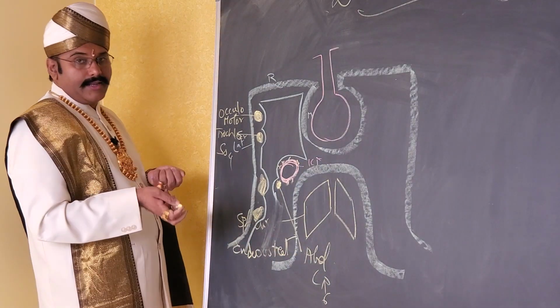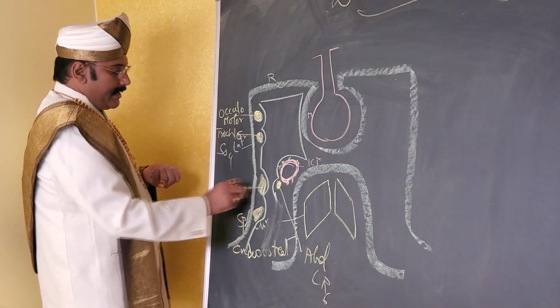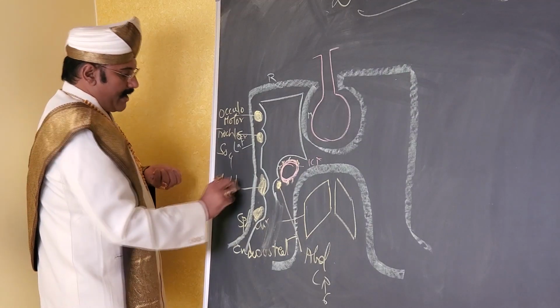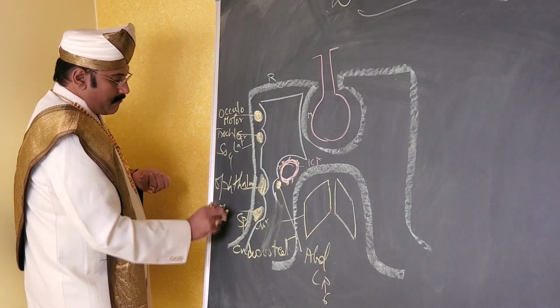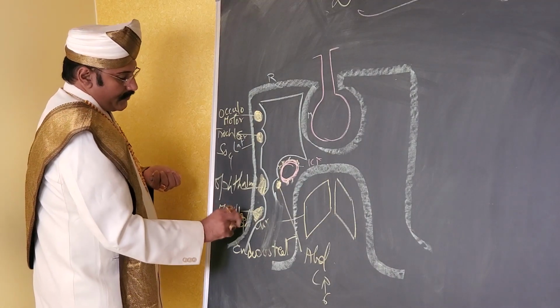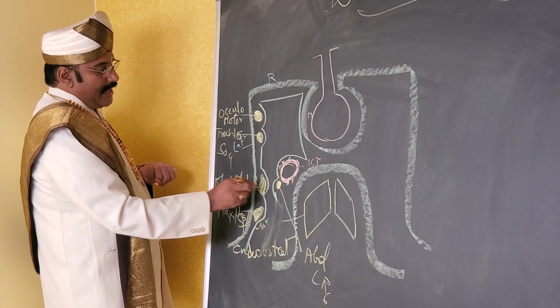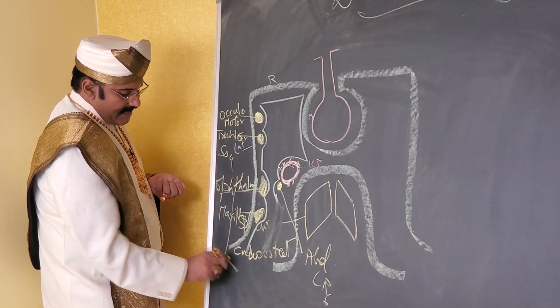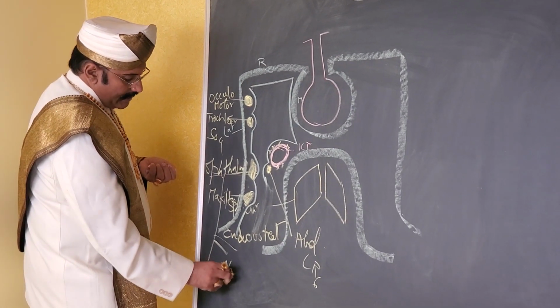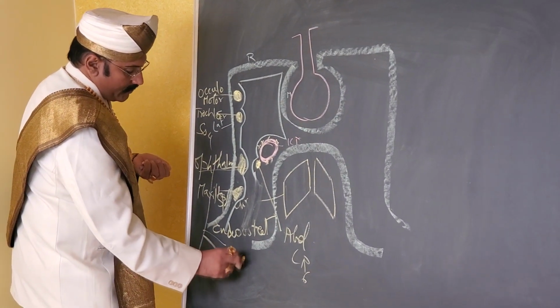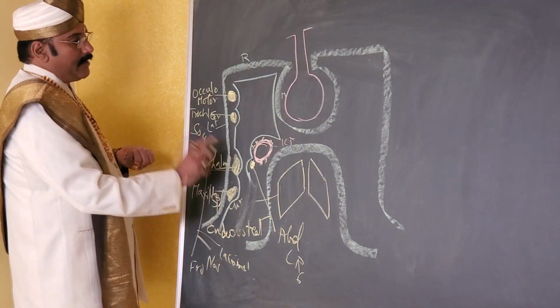And here it is the ophthalmic nerve which is present in the lateral wall, and this is the maxillary nerve. The ophthalmic nerve has three divisions. What are they? Frontal, nasociliary and lacrimal. These are the divisions of the ophthalmic nerve.